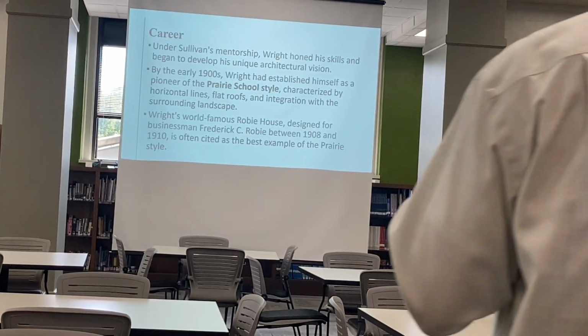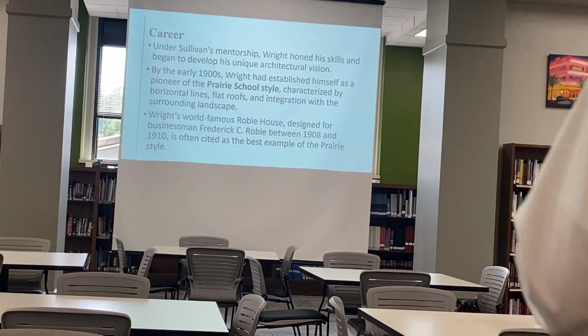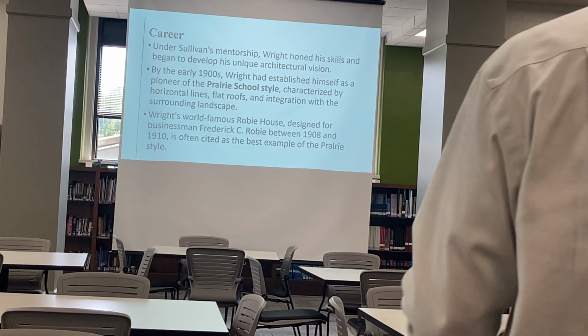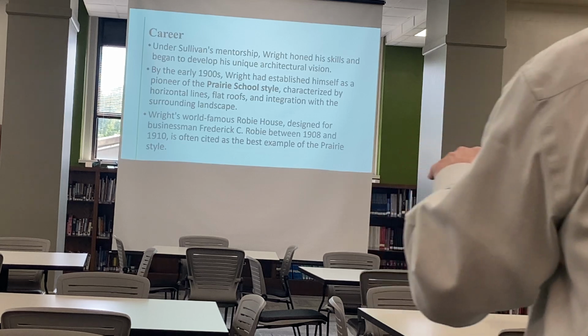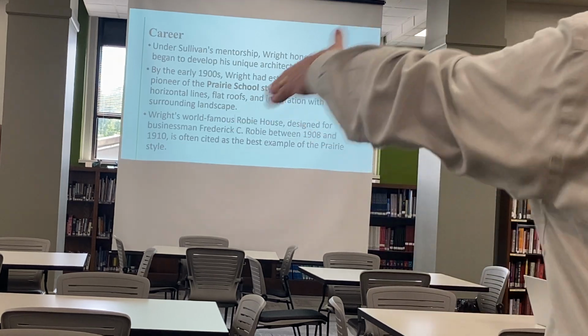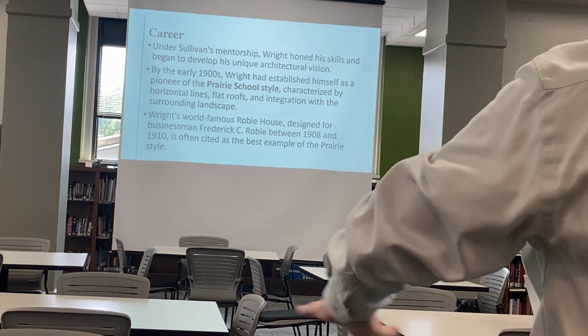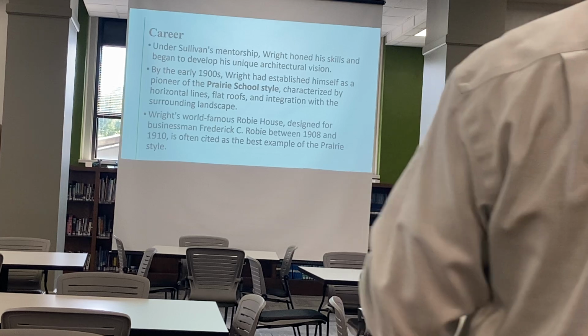And by the early 1900s, Wright pioneered this prairie school style, which is horizontal lines, flat roofs, right? Not the pointed roofs that we're used to in a house. Flat roofs, horizontal lines, and this integration with the surrounding landscape.